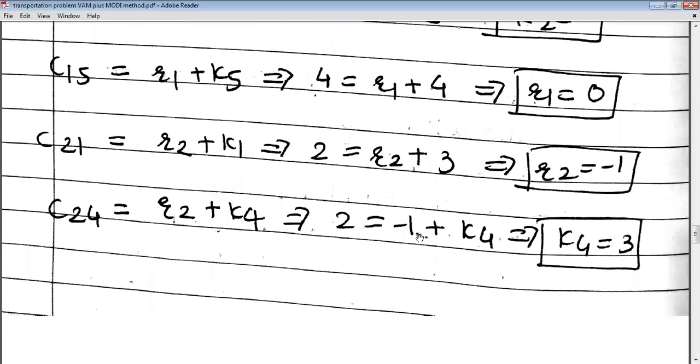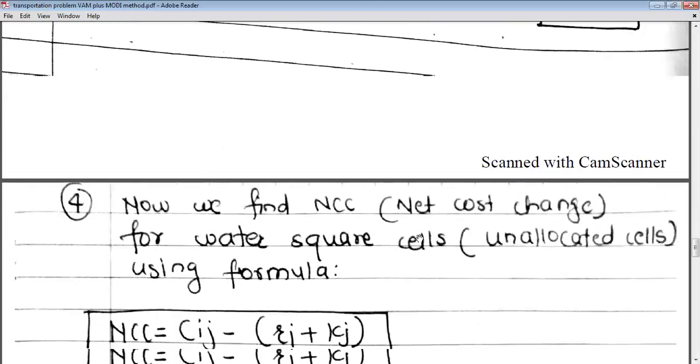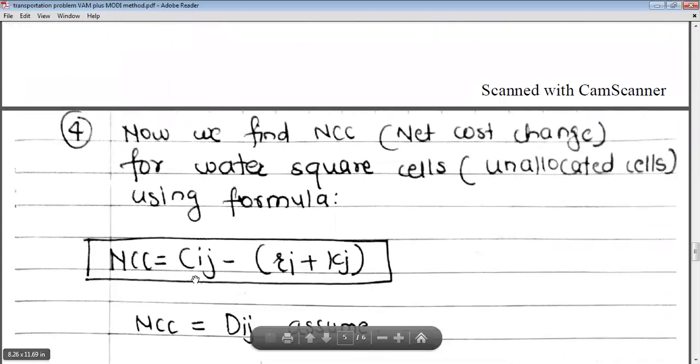Okay. So this R2 is minus 1, just take a note of it. Now the third step is to calculate NCC, that is the net cost change for water squares, that is unallocated cells. For this we use the formula NCC equals Cij minus (Ri plus Kj).